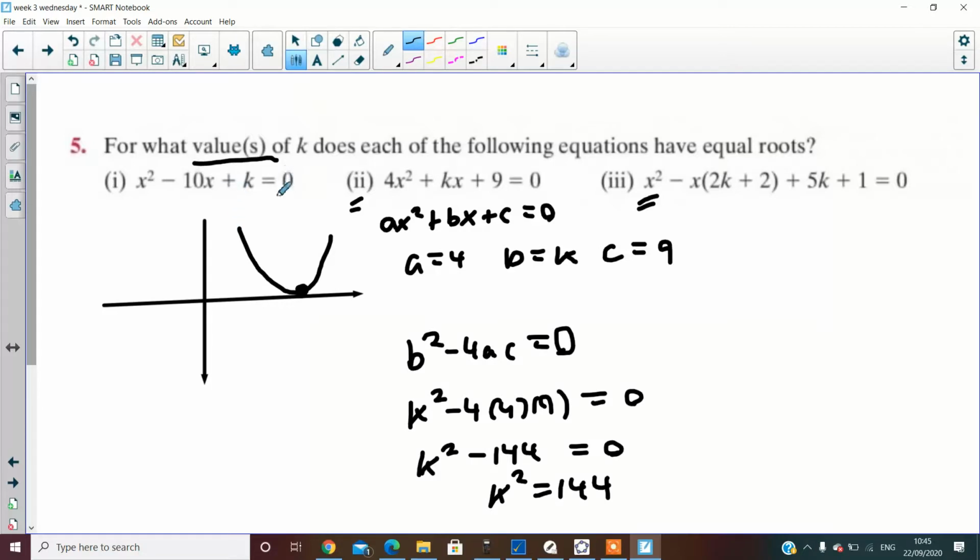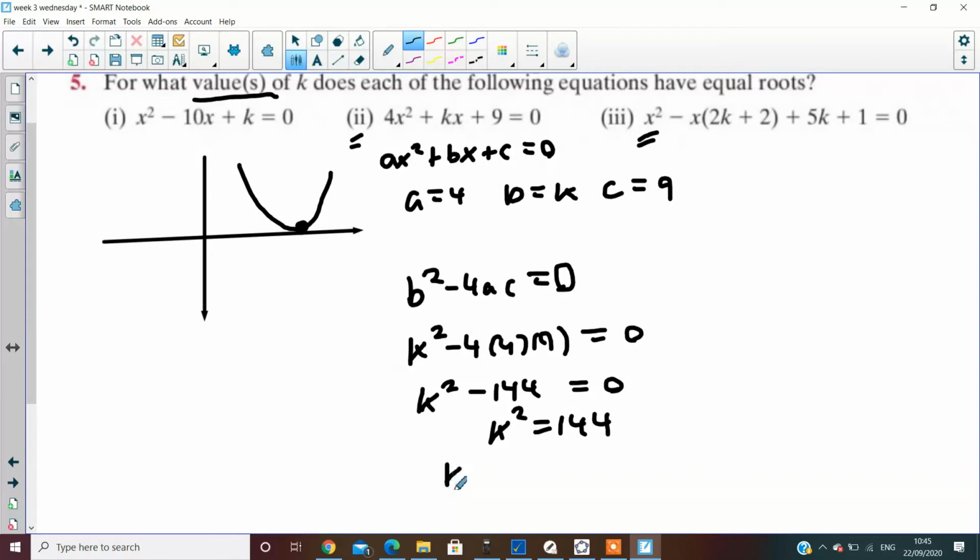Values plural. So what does that mean? K is minus 12 and K is plus 12. Everybody happy enough with that? Who got that one out? Just one person. That one? Yeah. All right.